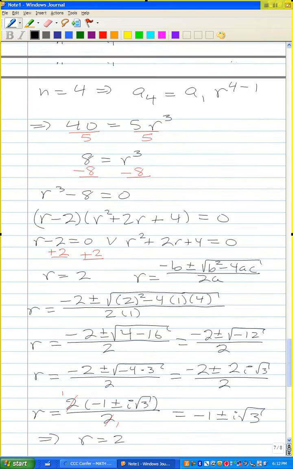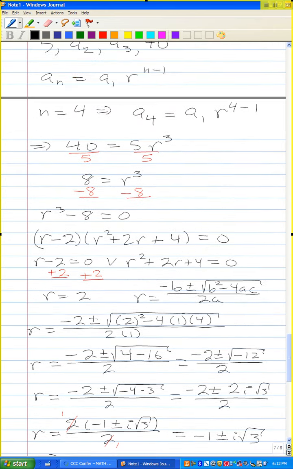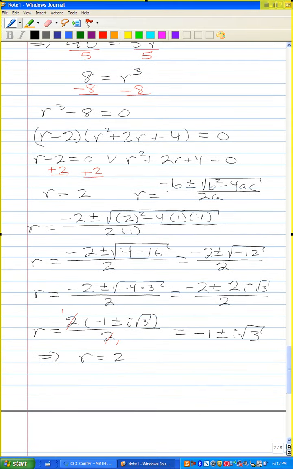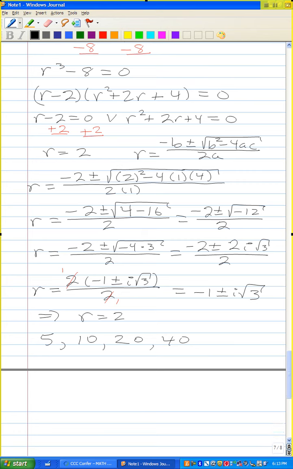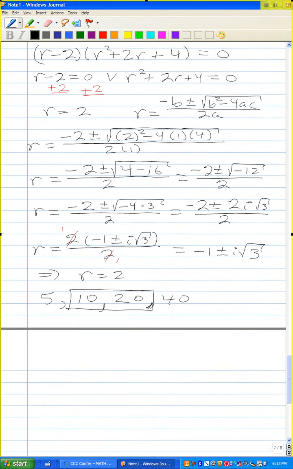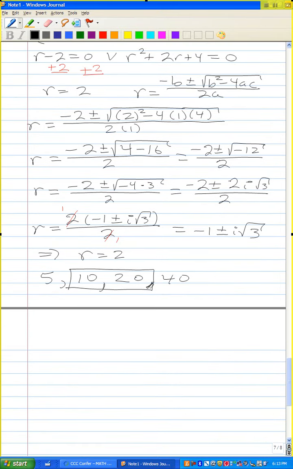Okay. We also know the first one. So it looks like 5, 10, 20, 40. So the two geometric means are 10 and 20. Okay, so that was problem number 18. Let me do problem number 20.